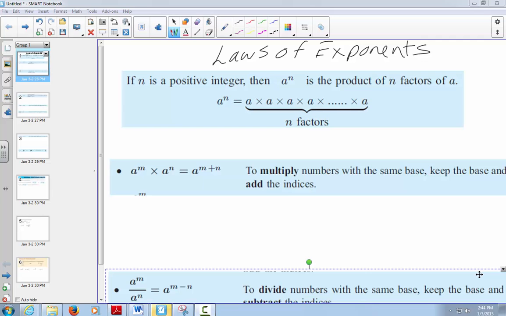So, if n is a positive integer, then a to the power n is the product of n factors of a. I know you guys hate seeing all letters, but a to the n is just a multiplied by itself n times. A simpler way of looking at it: a squared equals a times a. Hopefully that makes sense.